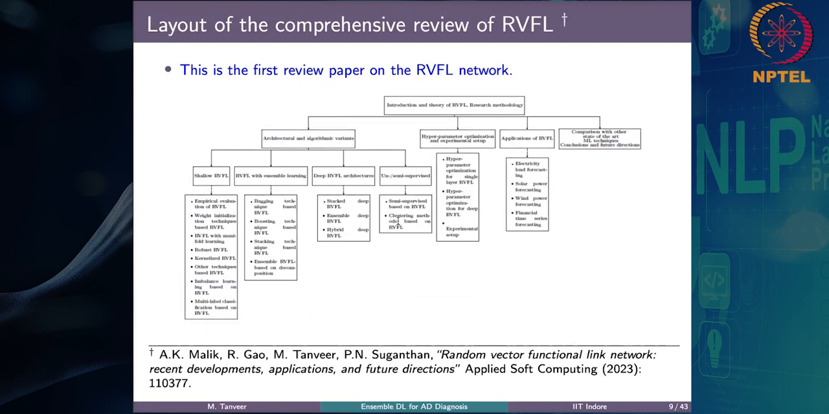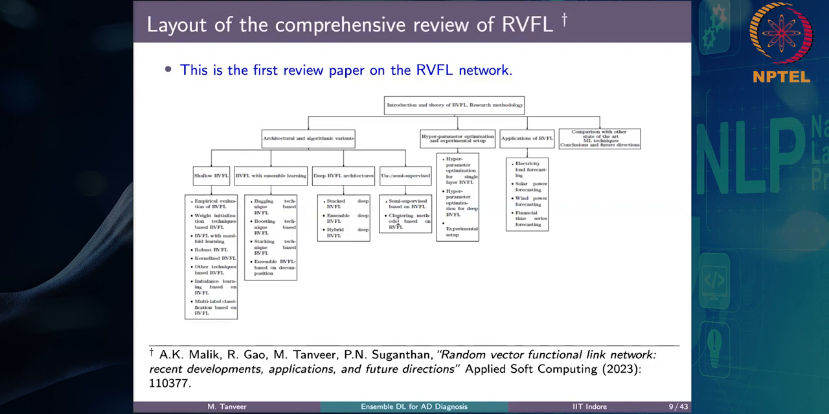So the RVFL model has several characteristics such as fast training speed, direct link, simple architecture, and it has universal approximation capability that make it a viable randomized neural network. And this review paper presents, as I mentioned, the first comprehensive review on the evolution of the RVFL model. It can serve as an extensive summary for the beginners as well as the practitioner.